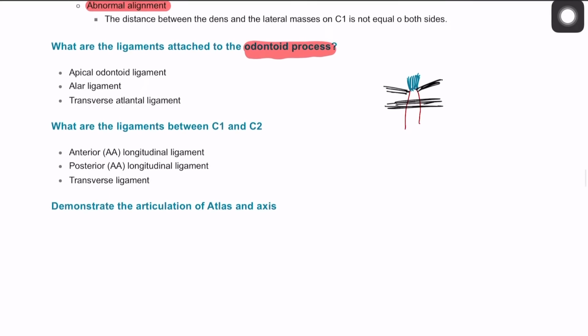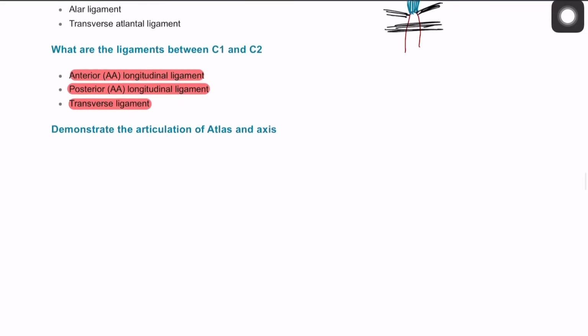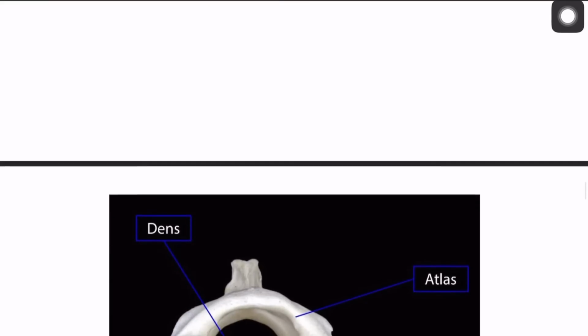Okay. Ligaments between C1 and C2, you have the anterior Atlanto-axial ligament, posterior Atlanto-axial ligament, and also the transverse ligament as well. All right. So anterior and posterior Atlanto-axial and transverse ligament. How to demonstrate the articulation between the atlas and the axis? You might be given a model to try to articulate them.